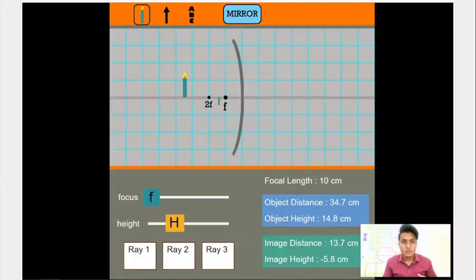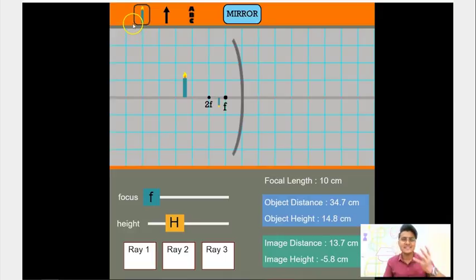Okay? Now, let's move on to the third scenario, the special scenario, one of the most easiest ones, that is whenever the object is on the center of curvature. Look at it very carefully. The object is on the center of curvature. Exactly. You can see that? The image formed is also on the center of curvature.